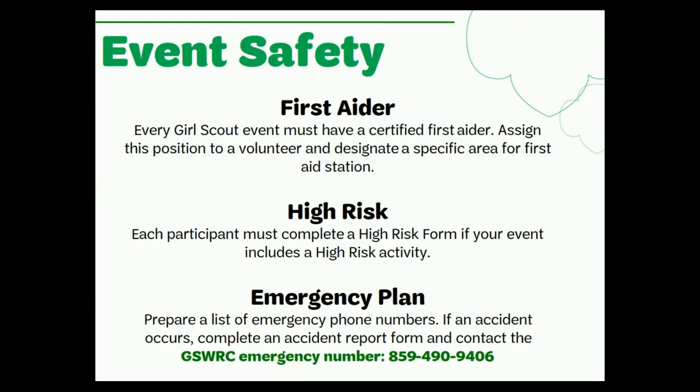In case of an emergency, establish an emergency plan specific to the event and event site. This could include severe weather, a physical injury, or allergic reaction. Designate one adult to carry a fully charged cell phone in case of an emergency. Prepare a list of emergency phone numbers, such as the local hospital, doctors, and the GSWRC emergency phone. Determine the quickest route to emergency care from the event. If an accident occurs, make sure to complete an accident report form and contact the GSWRC emergency phone, 859-490-9406.